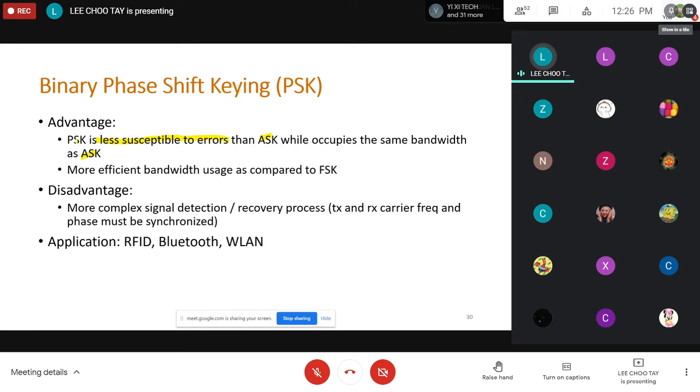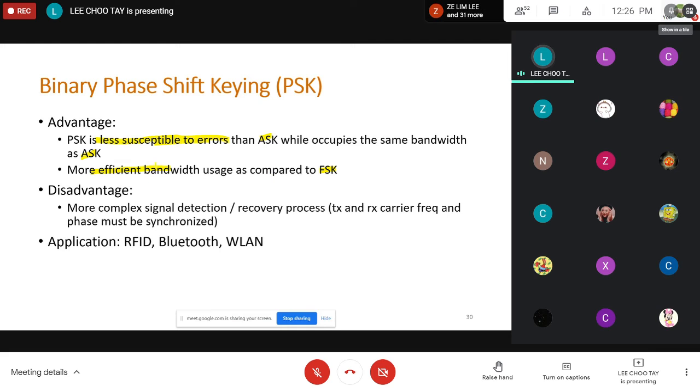Okay, so PSK is actually better than ASK because it is less sensitive and less prone to noise, and it's better than FSK because it uses less bandwidth as compared to FSK. FSK needs at least 2 times the bandwidth of ASK. That means FSK also needs at least 2 times the bandwidth of PSK, right?